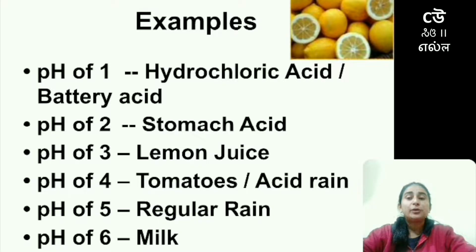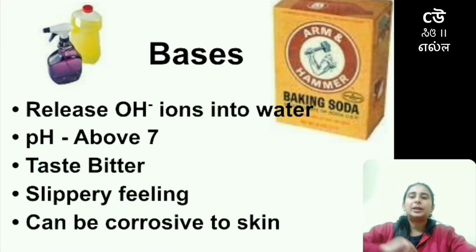Moving on, if we talk about lemon juice, which is citric acid, it has a pH value of 3. Then we have tomatoes and acid rain. They have a pH value of 4. Then if we talk about the pH value of regular rain, the answer would be it is around 5. At last, the pH value of milk is around 6. So with this, we have covered examples of different acids that have different pH values.